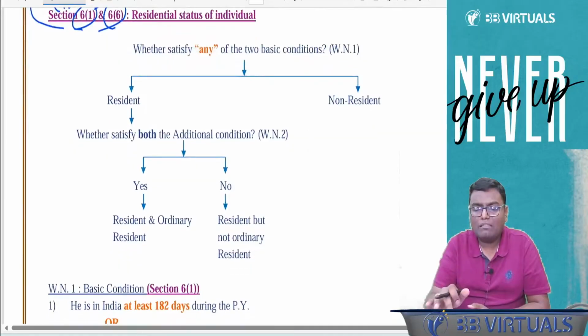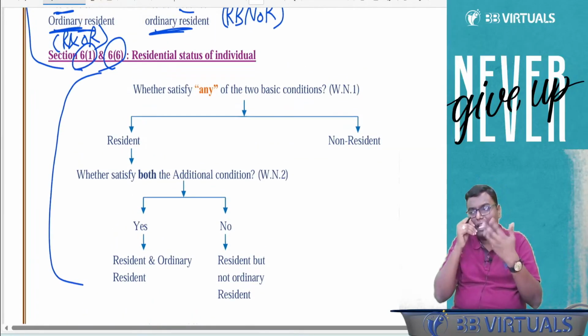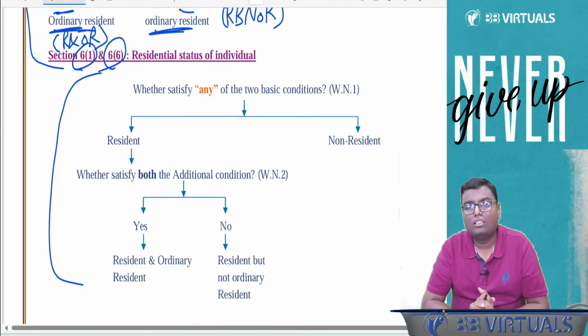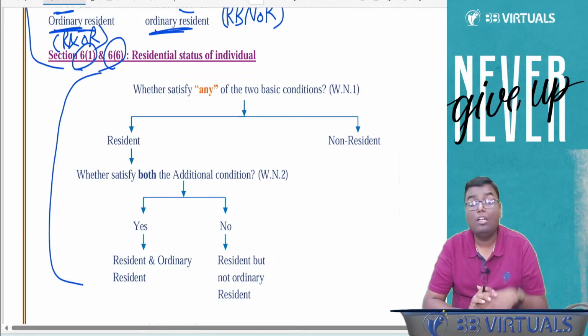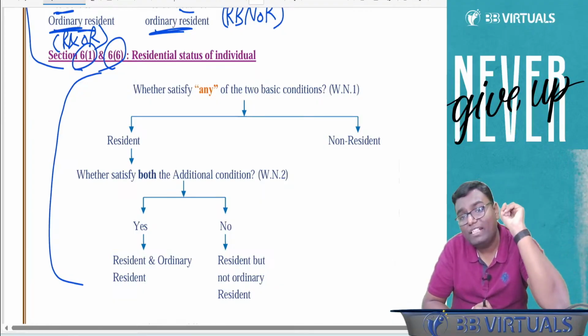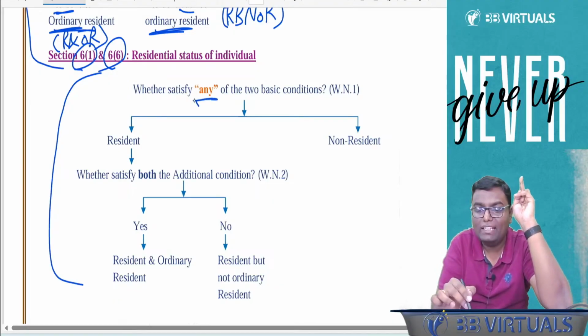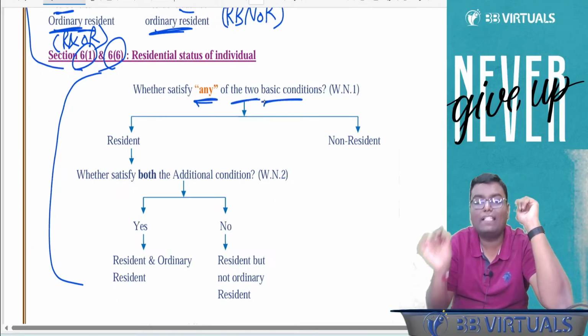First I have described a small procedure over here, how we'll determine what are the steps to be followed. And once that is done, then we'll discuss the conditions. First I will tell you two conditions and you have to satisfy any one of them. So first I will tell you any of the two basic conditions.